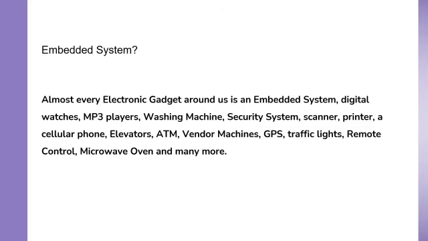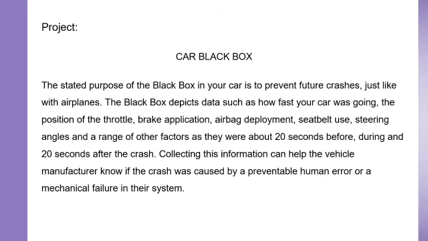And we are getting into the project, and our project topic is the car black box. What is meant by a car black box? The stated purpose of the black box in your car is to prevent future crashes, just like with aeroplanes. The black box records data such as how fast your car was going, the position of the throttle, brake application, airbag deployment, seat belt use, steering angles, and a range of other factors, as they were about 20 seconds before, during, and 20 seconds after the crash. Collecting this information can help the vehicle manufacturer know if the crash was caused by a preventable human error or a mechanical failure in their system.